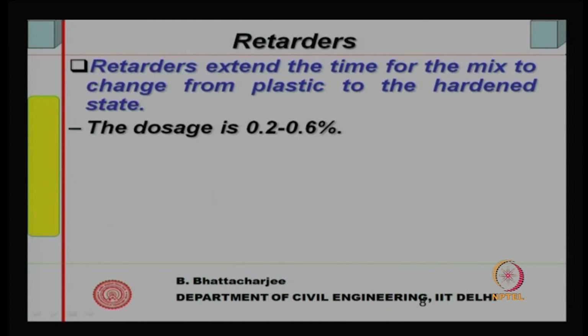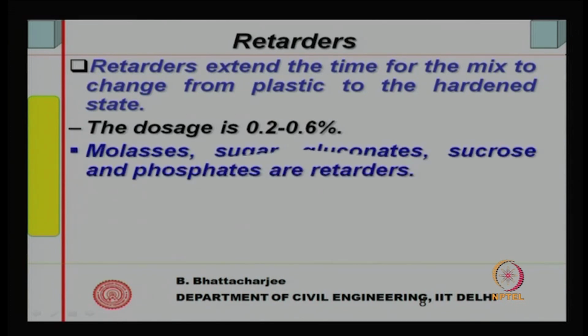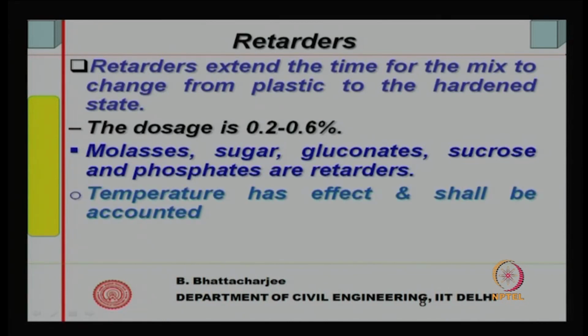Typical dosage would be 0.2 to 0.6%, and examples are molasses, sugar, gluconates, sucrose, some phosphates. So, they are the retarders. In fact, sugar is a good example. Supposing your agitator truck is stuck in traffic, and you know that you won't be able to reach the site in time, and actually it will set by the time you reach, because it is in a traffic jam or something like that.